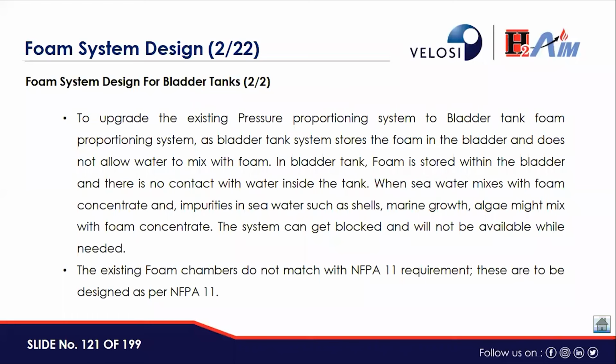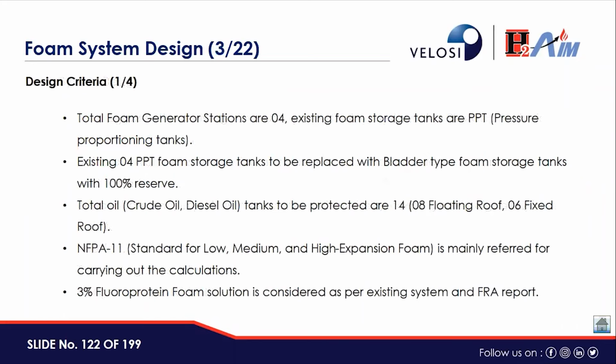The existing foam chambers do not match NFPA 11, so this was the gap. These are to be designed as per NFPA 11. So this was the design criteria for the foam system design. Total foam generator stations were 4. Existing foam storage tanks are PPT, pressure proportioning tanks. Existing 4 pressure proportioning tanks, foam storage tanks, are to be replaced with the bladder type, because bladder type has advantages over these PPT foam storage tanks.